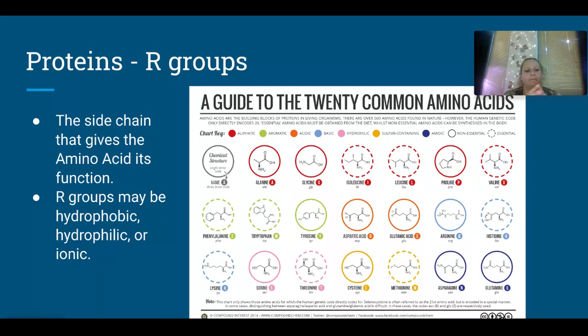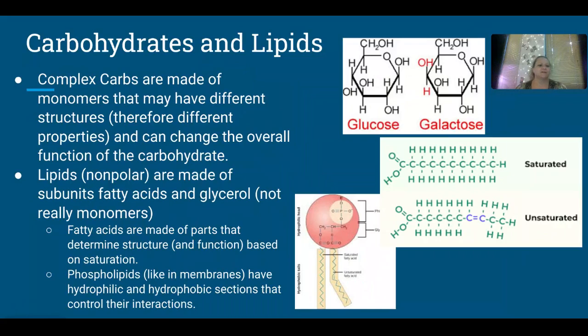When the groups are hydrophobic, they can interact with other hydrophobic groups. When they're hydrophilic, they can interact with other hydrophilic groups. So now on to carbohydrates and lipids. Carbs and lipids both have the same kind of job, a little bit. They're both able to store energy. Carbs store short-term energy and lipids store it long-term.